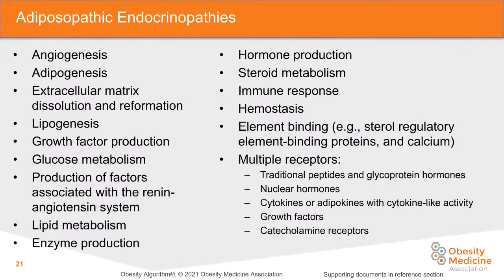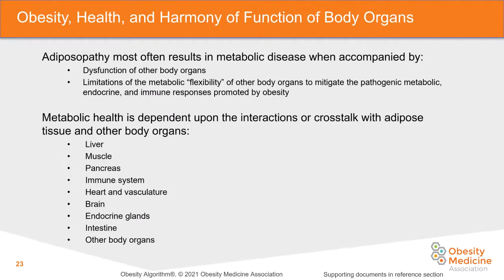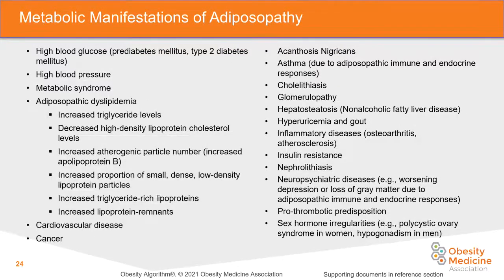Here's just a list of the type of endocrinopathies that take place, and here's a list of the immunopathies that take place. So it should be no surprise that the increase in body fat directly contributes to the most common endocrinopathies, or endocrine diseases, we see in clinical practice. The thing to know, though, is whatever pathogenic effect results from the obesity or the overweight, whether or not that translates into metabolic disease very much depends upon your other body organs. So it's this harmony of body functions. That's been known for centuries, that this harmony between our body organs is a large determinant as to whether we remain healthy or whether we develop a disease. And if we do develop the disease, the metabolic manifestations of adiposopathy, then these are the most common endocrine diseases we see in clinical practice.